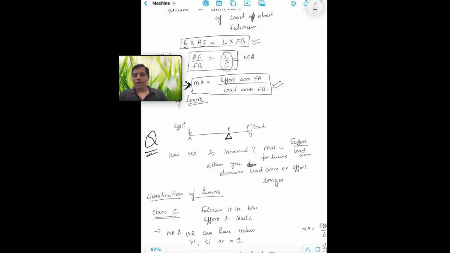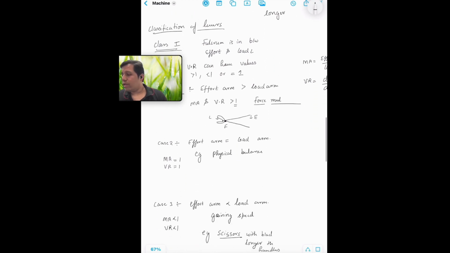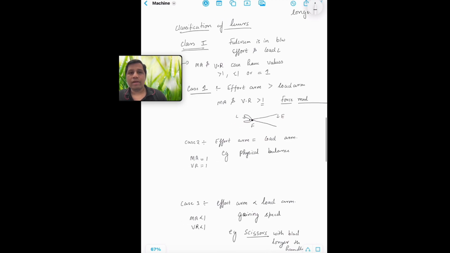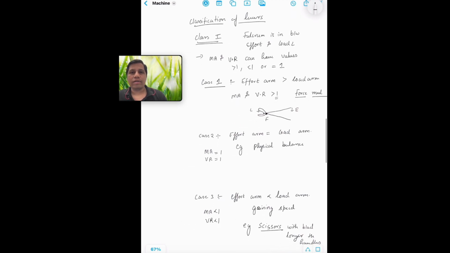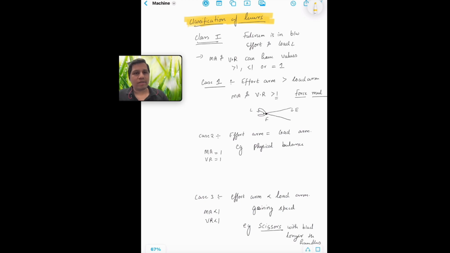Okay, and let's now go to another topic. This is basically the classification of levers. In the classification of levers, you will study how levers in different situations can be used as a force multiplier, speed gainer, or simply as a measuring balance.